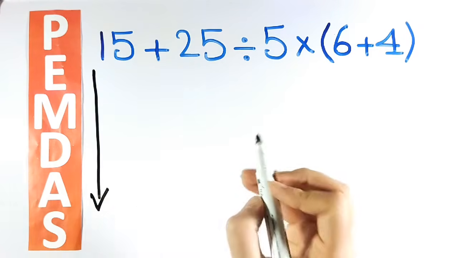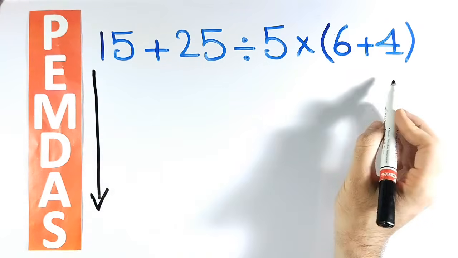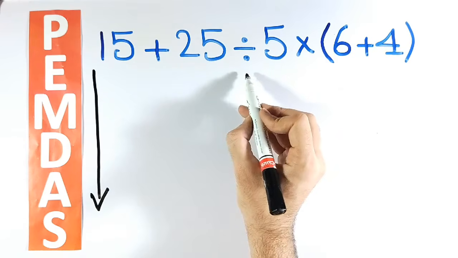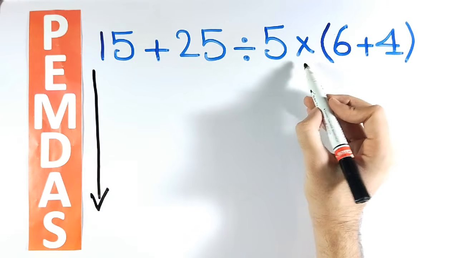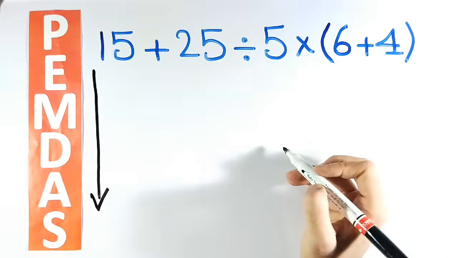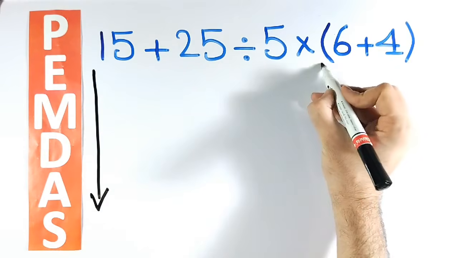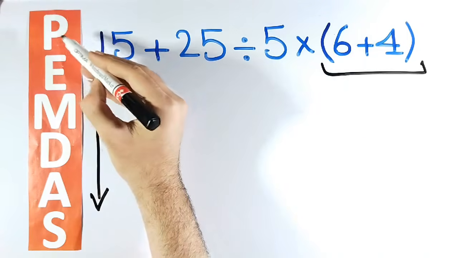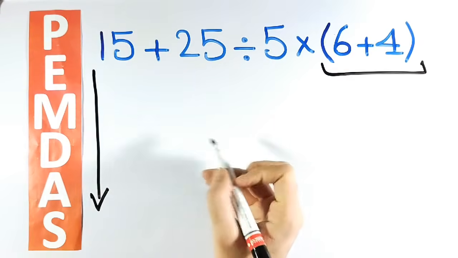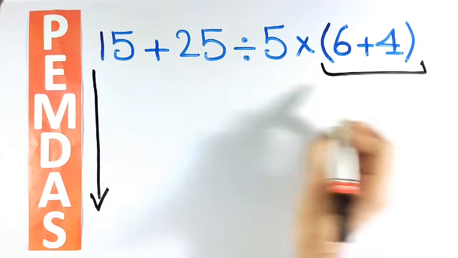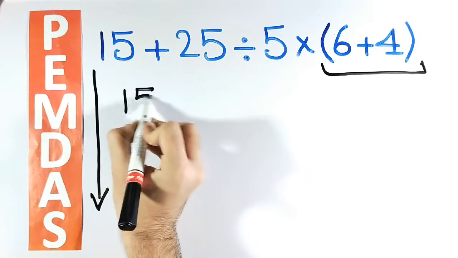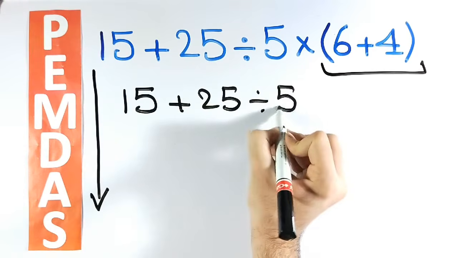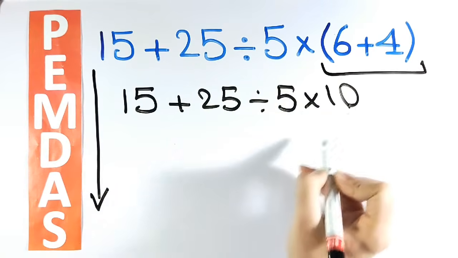To solve this question, we must follow the order of operations step by step from top to bottom. As you can see on the screen, in this expression, first we have an addition sign, then a division sign, followed by a multiplication, and finally parentheses. According to the PEMDAS rule, first we go for the parentheses, because P or parentheses have the highest priority than the other operations. So, instead of this expression, we can write 15 plus 25 divided by 5 multiplied by 10.